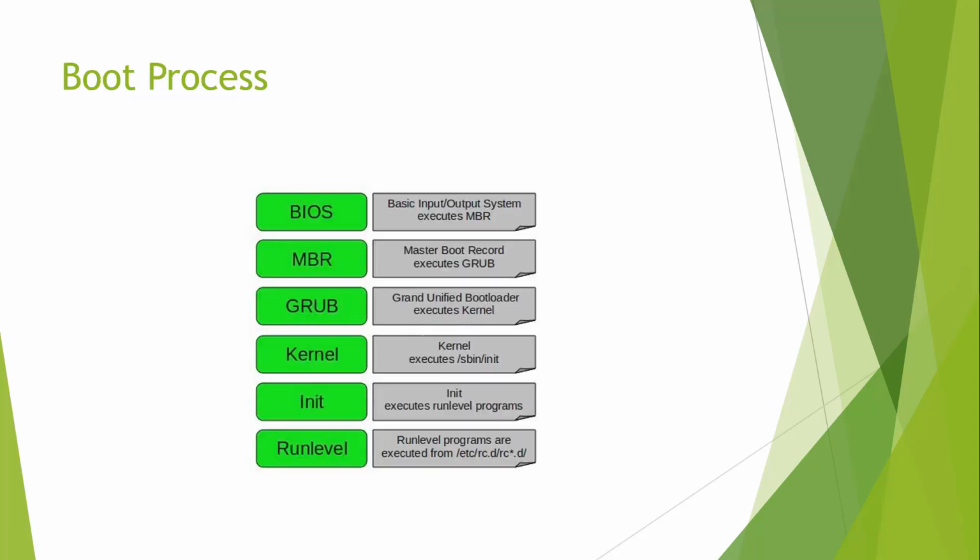So initially, you hit the power button. It goes through its BIOS, basic input output system. It will execute the MBR. The MBR is called the master boot record. MBR will execute Grub. Grub is the Grand Unified Bootloader. Grub will execute the kernel. The kernel will execute the initial content located in the sbin/init area. The init area will then execute run level programs. The run level programs will then execute additional content from the RC directories.